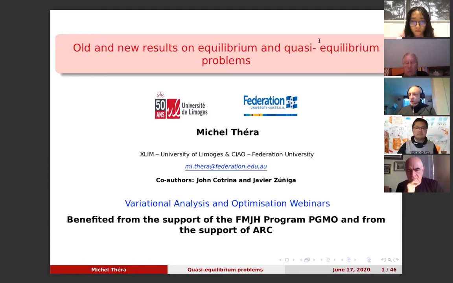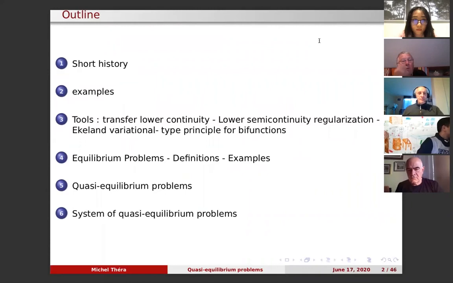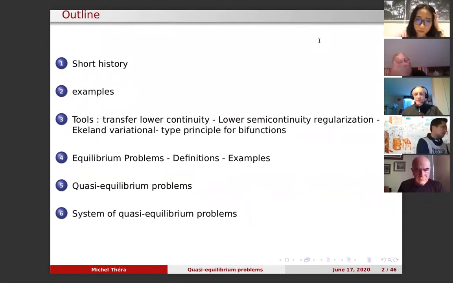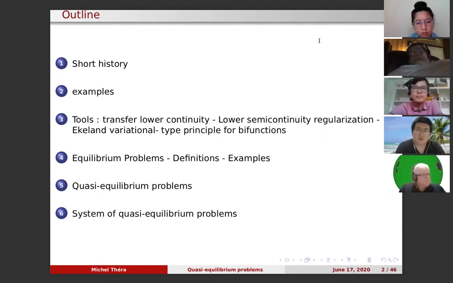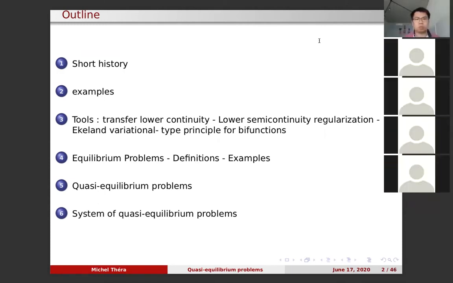This work has been submitted to JOTA very recently. And the outline of my talk is the following. I will start with a short history about this kind of problems, and give some examples. Then I will give some hints about the tools I am using, tools that maybe you don't know very well. For instance, the concept of transfer lower continuity, and also some variational type principle for big functions. Then I will speak about equilibrium problems, give definitions, examples, and quasi-equilibrium problems. And finally, if I have enough time, I will talk about the system of quasi-equilibrium problems.